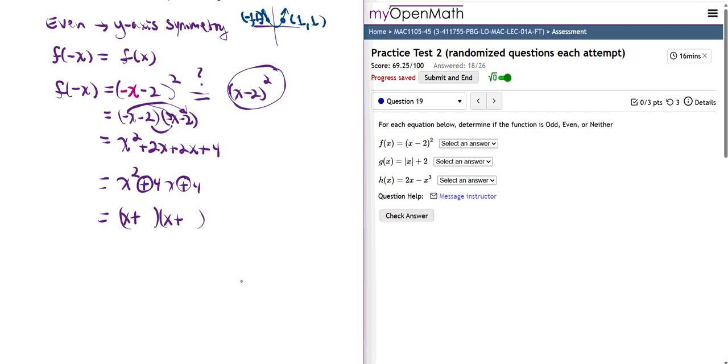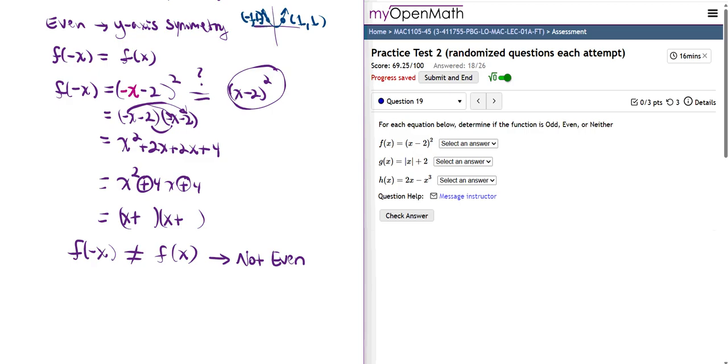So this is not working out. It's just not true. F of negative x in this case does not come out to the original. So that's how we would determine that it's not even by just using algebra.